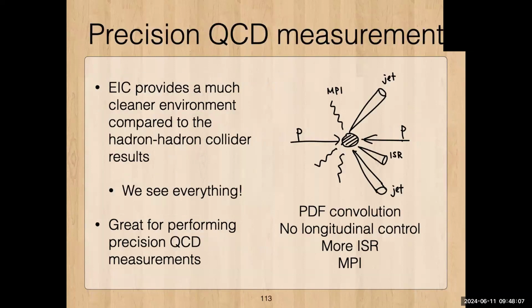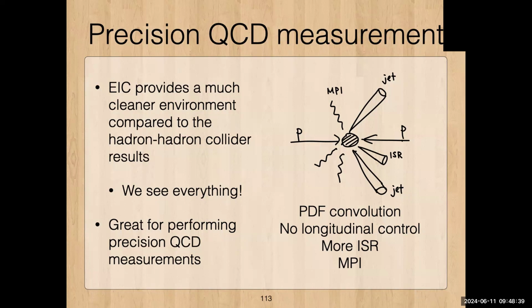So the first one is that you can do precision QCD tests. The EIC is a very clean environment to study things in. It's essentially in vacuum, and you have very good control of the initial state. You can compare this with pp collisions, where it's a little messy. For example, we have the convolution of PDFs, and we also don't really have longitudinal control, so we don't know where the center of mass frame is. We only know the phi direction.